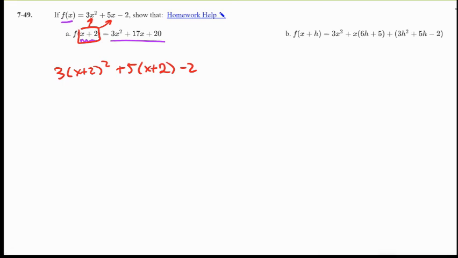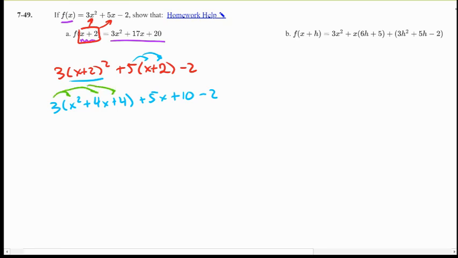And now I'm going to go ahead and expand that, distribute, and combine like terms. So (x plus 2) squared is the same thing as x squared plus 4x plus 4. If you needed to, you could use the box or FOIL to help you get there. And then I'm going to distribute this 5 here to get 5x plus 10. And then the minus 2 is part of that as well. Then I'm going to distribute this 3 into here to get 3x squared plus 12x plus 12 plus 5x plus 10 minus 2. Now I'm just going to combine all my like terms.